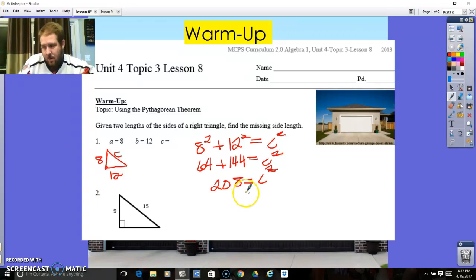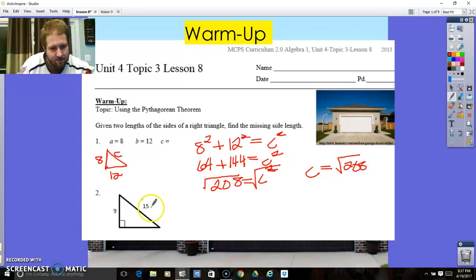It looks to me that it's going to be a decimal. So the square root of 208. You know what? I'm going to leave it there. So c equals the square root of 208, and you can put that in your calculator and you can see what that is. All right.